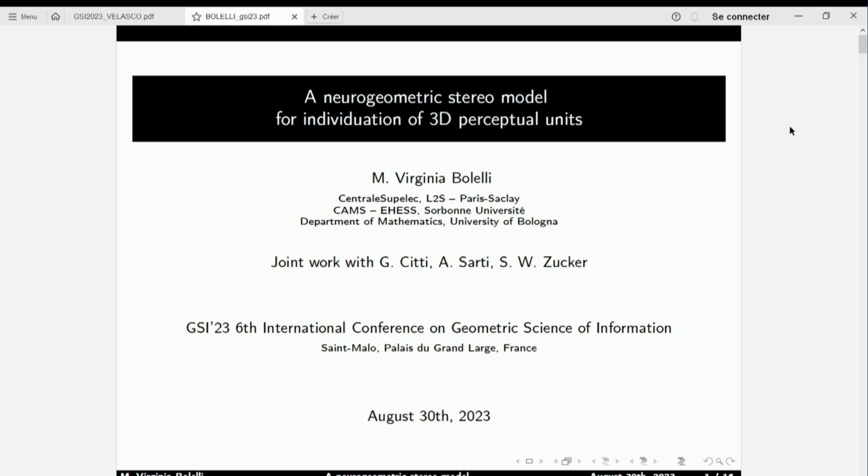Today I'm going to talk about a neurogeometric model for stereo vision, which ties together the functional architecture at the basis of binocular cortical mechanisms with psychophysical experiments through their mathematical formalization using instruments of differential geometry. The ultimate goal would be to identify 3D percepts that characterize the three-dimensional visual scene.